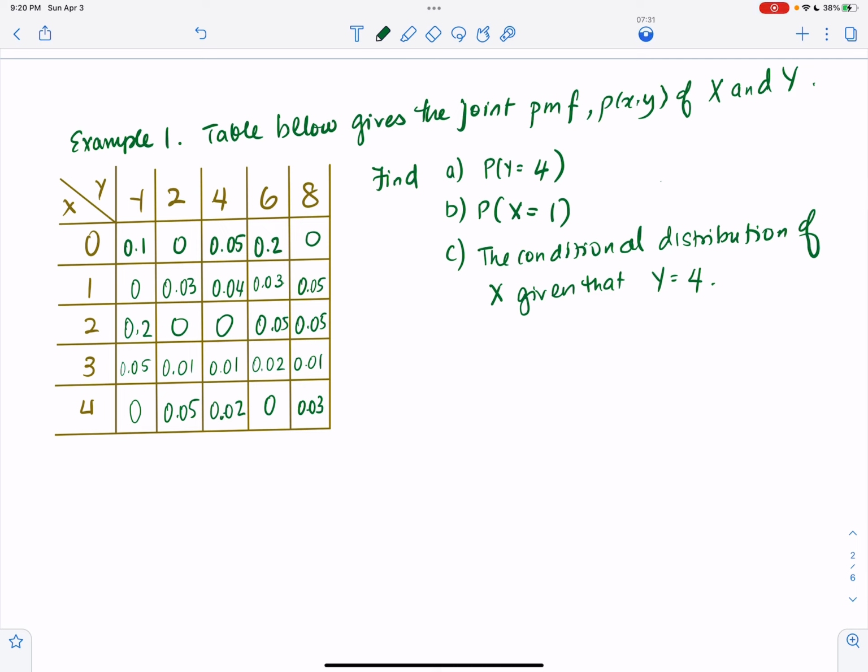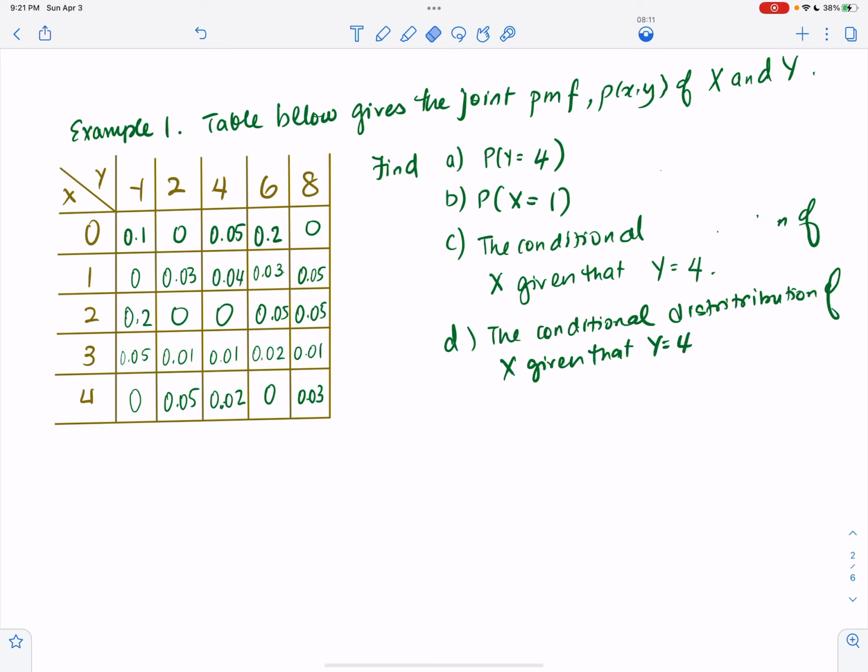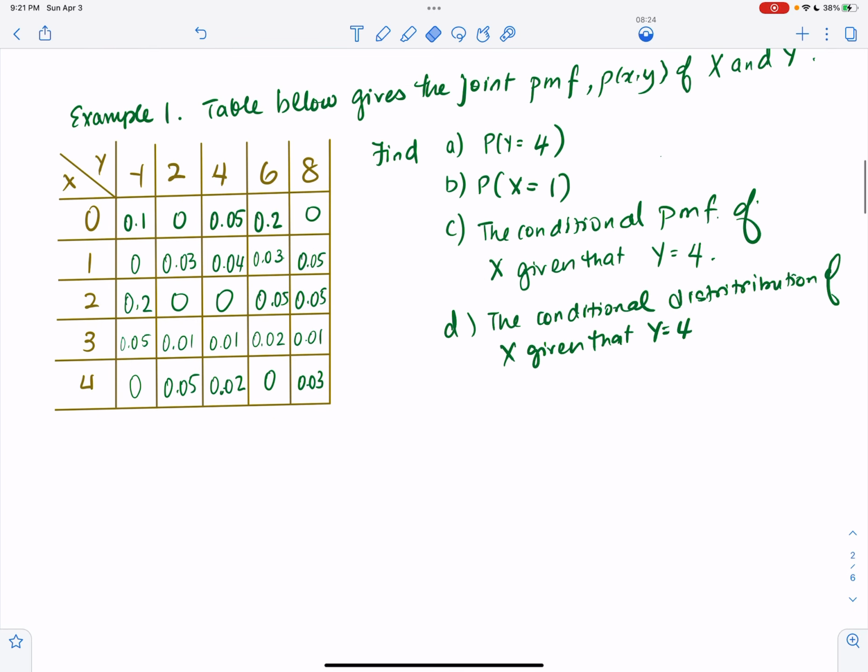So the table gives the joint probability mass function P of x comma y of x and y. You need to find the probability y equals 4, the probability x equals 1, and the conditional distribution of x given that y equals 4. And in the first case, we look at the conditional probability mass function of x given that y equals 4. I just threw in the first two as a reinforcement reminder of how to do this.